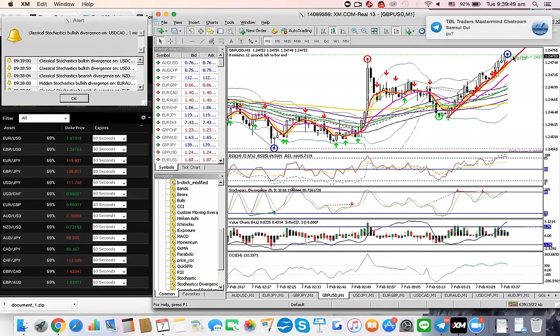Pound, okay. Oh dear, shit. That would have been so nice for a ride up because it's when it pulls back to the trend line. Let's wait for it to go the other way.